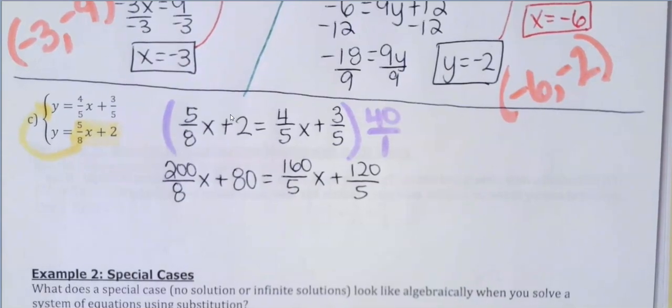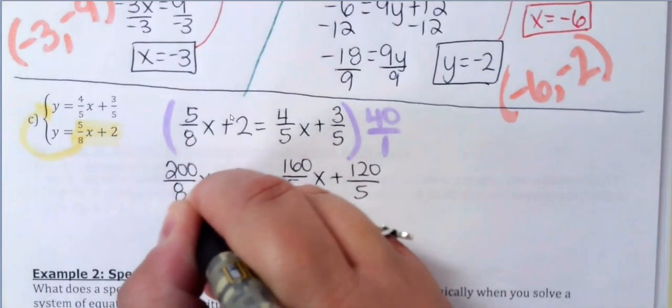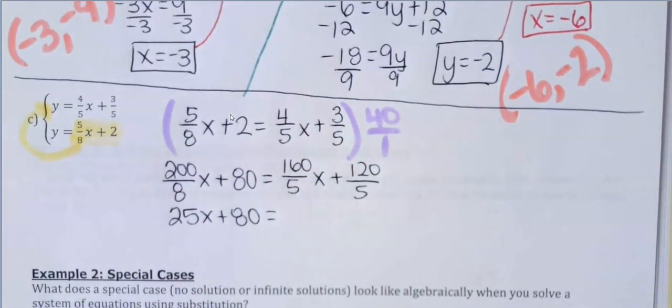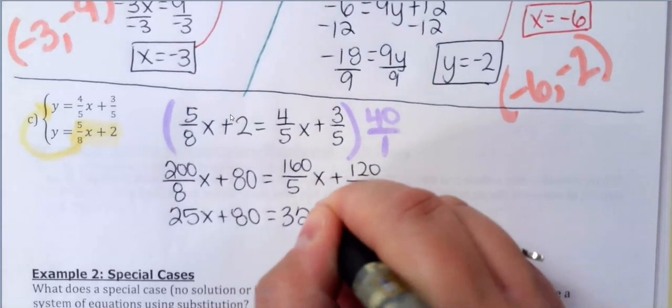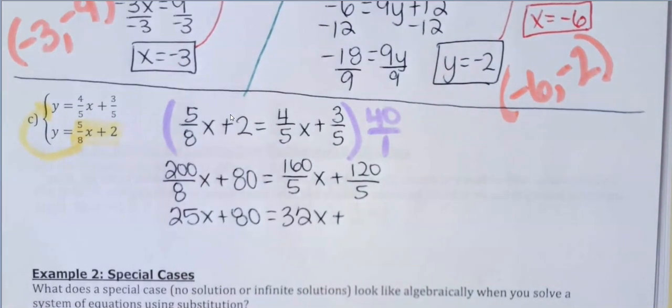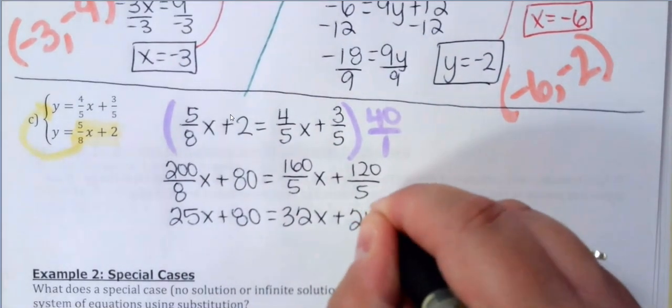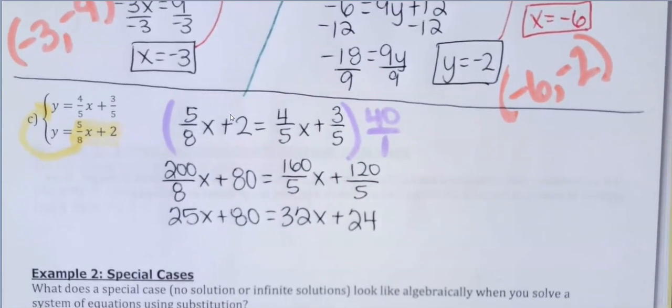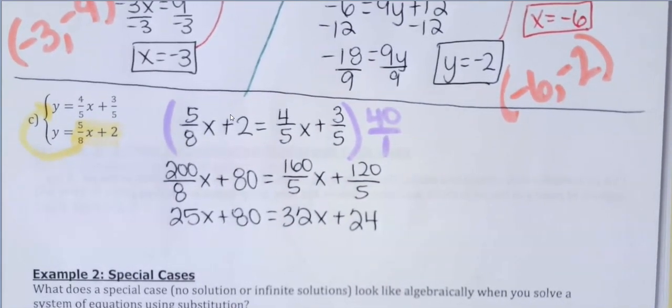Let's see. Yes. Okay, so this is 25x plus 80. 160 divided by 5, I think is, yep, 32. And that's got an x attached to it. And then 120 divided by 5 is going to give you 24. And that equation is a lot more manageable than dealing with those fractions. So you could always clear a fraction. We did that in our first unit in a couple of equations. It's a really useful skill to have if you want to get rid of those.